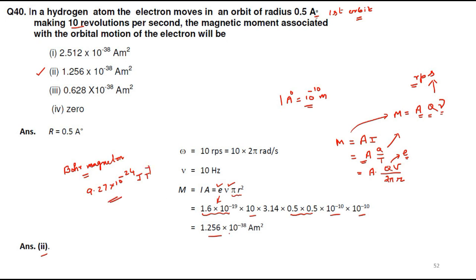But the answer we are getting is totally different, 1.256 into 10 to the power of minus 38. That's because the value given here is not correct. But we are doing the problem according to the data given to us. Therefore, the correct answer is option 2.